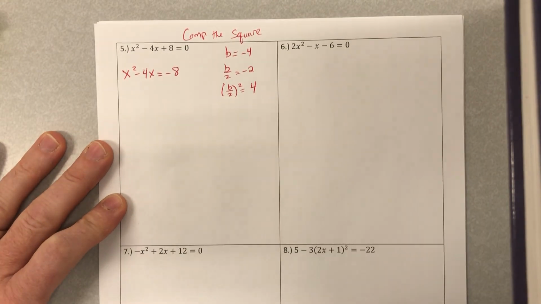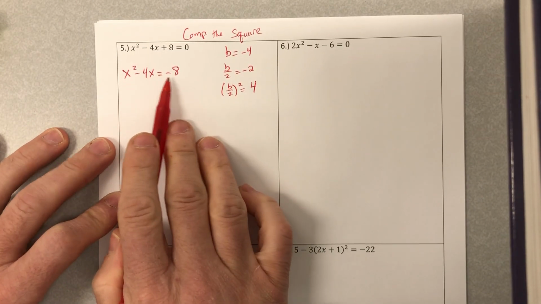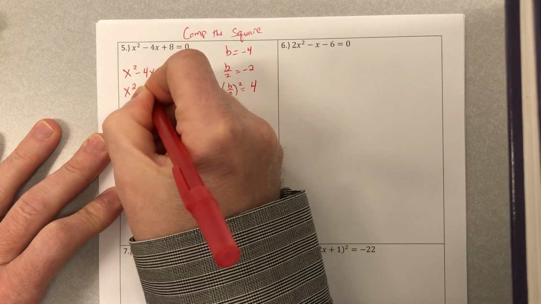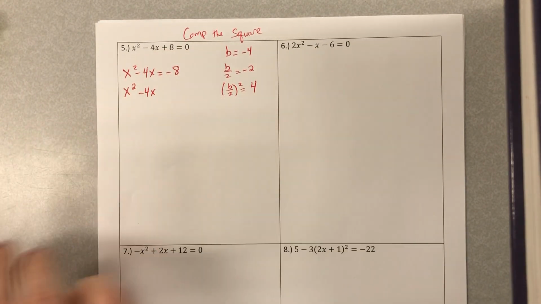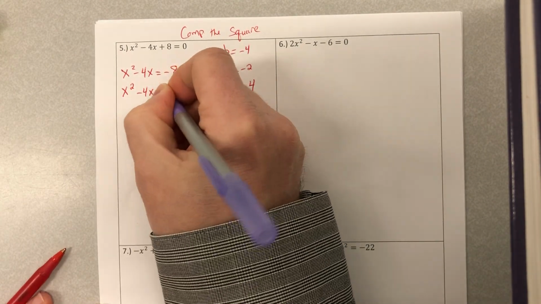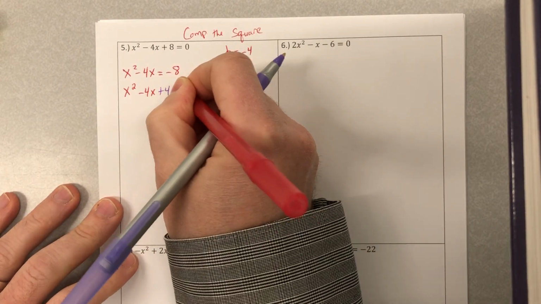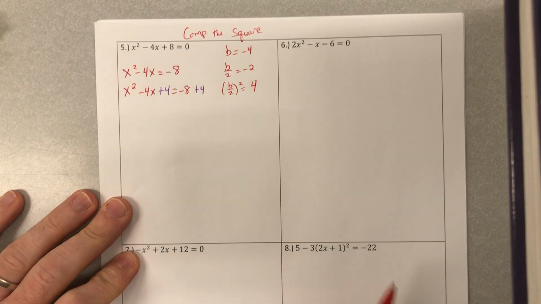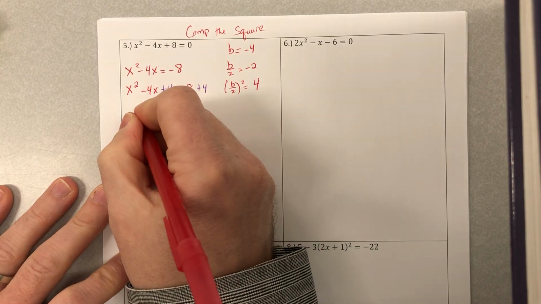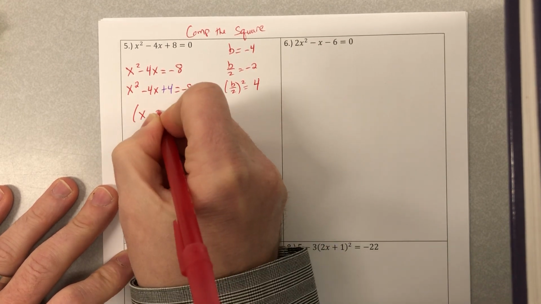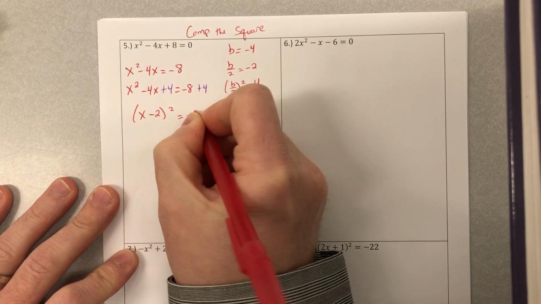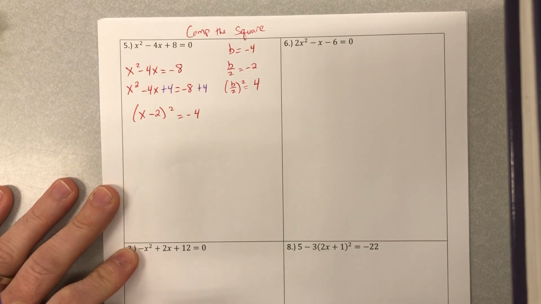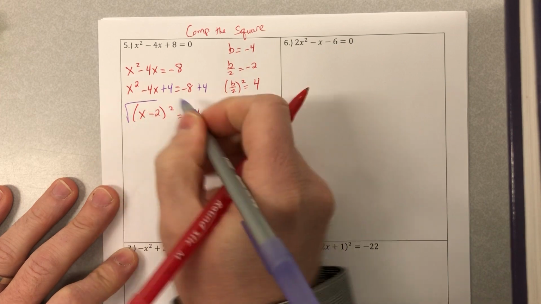When we complete the square, we want our ax² term and our bx term on one side and our constant on the other. We then add our (b/2)², which is 4, to complete the square. We now factor the left-hand side, so (x − 2)² equals −4. Now we can see we have the thing that's squared by itself.